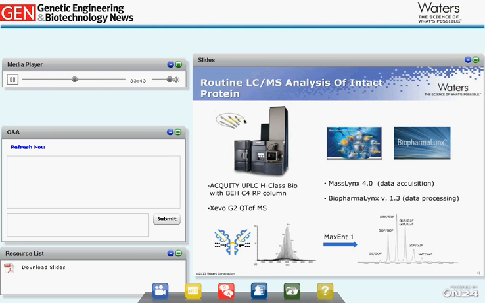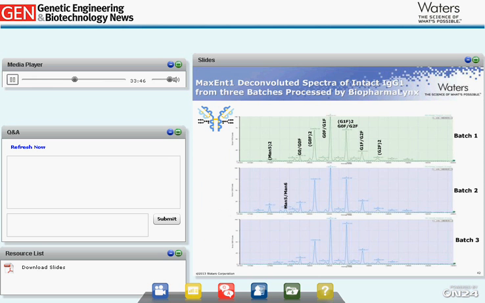This slide shows an example of comparing 3 batches of monoclonal antibody trastuzumab. Using the intact protein workflow, this figure shows, after BiopharmaLynx data processing, the deconvoluted spectra from these 3 batches of trastuzumab sample. And you can clearly see in batch 2, there are more high mannose type glycans that are not as intense in batch 1 and batch 3.